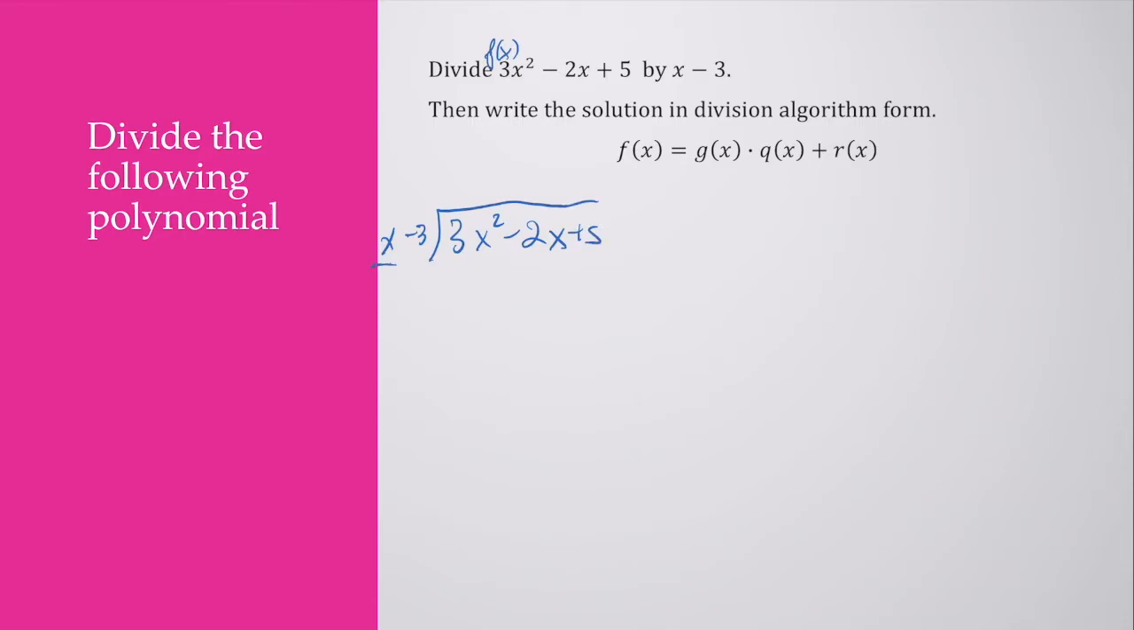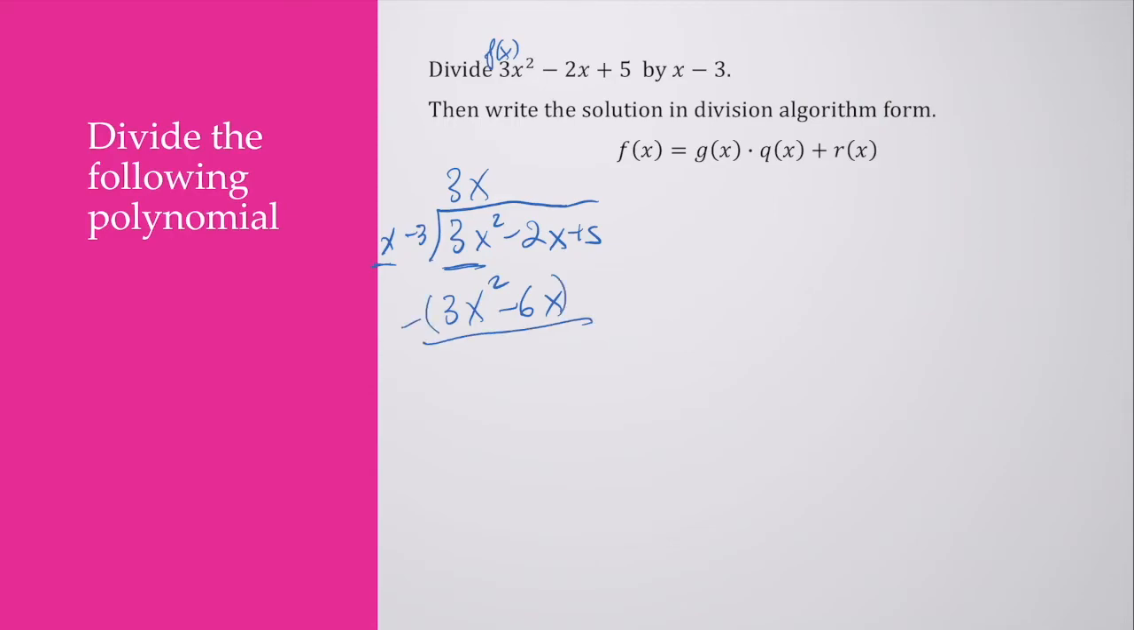Well, what do I multiply x by to make it look like 3x squared? 3x. 3x times x is 3x squared. 3x times negative 3 is a negative 6x. Now, if you do not quite remember polynomial long division, I recommend you watch the video before this one in the playlist. That's a refresher of long division.